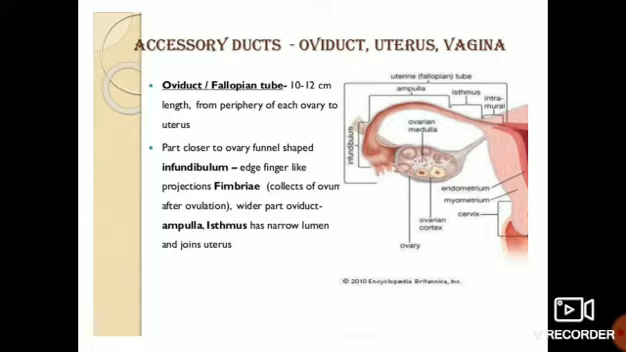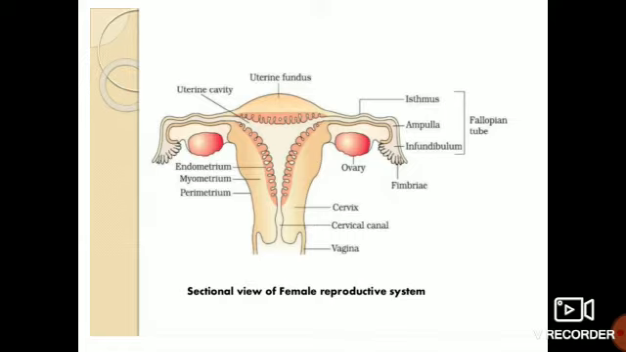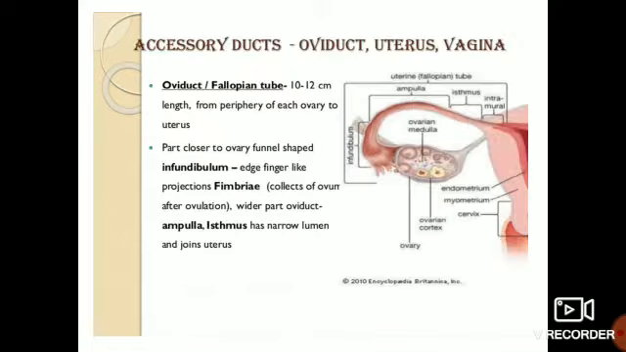Okay, let us continue. The oviduct or fallopian tube is 10 to 12 centimeters in length, from the periphery of each ovary to the uterus. The part closer to the ovary is funnel shaped. We have just seen this funnel-shaped structure here, in the structure where it is written infundibulum and fimbriae. This is the funnel-shaped structure.